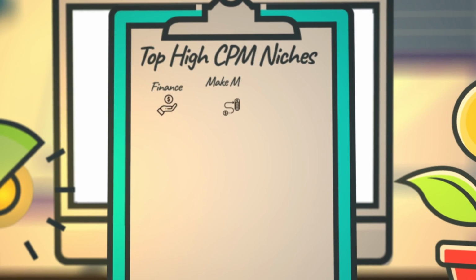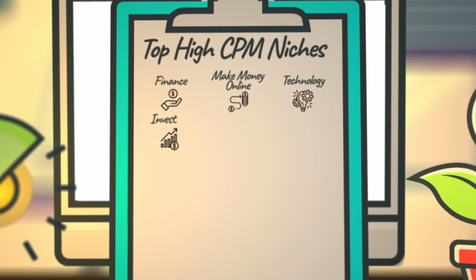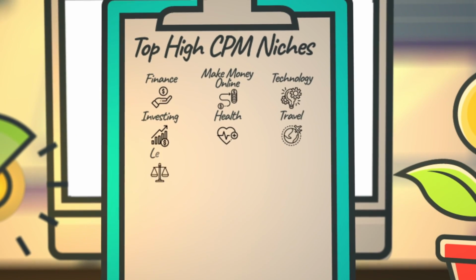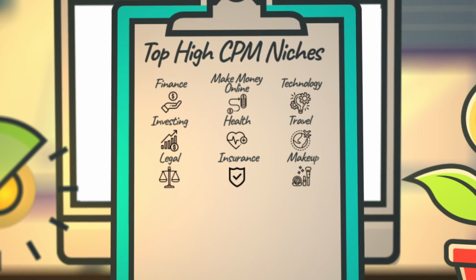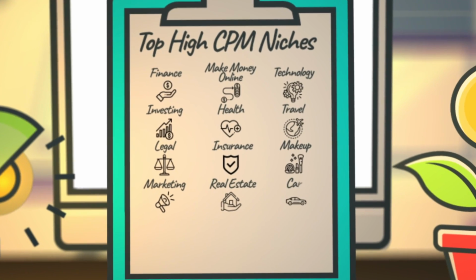And now, like I promised, let's go over some of the best high CPM niches from my personal experience. So I have a list right here and I'm just going to go through them real quick. We have finance, make money online, technology, health, investing, travel, legal, insurance, makeup, marketing, real estate, cars, movies.